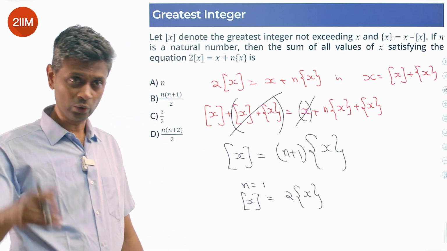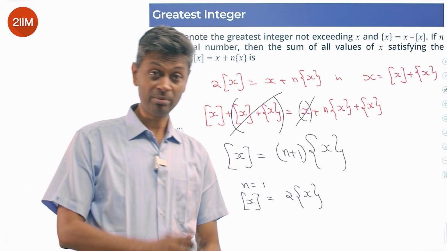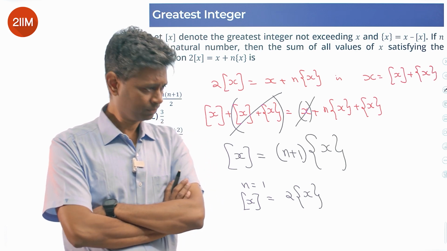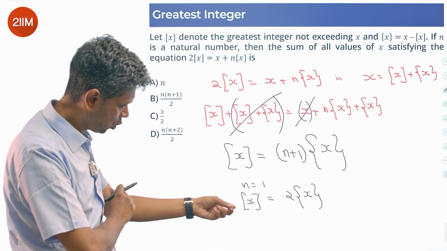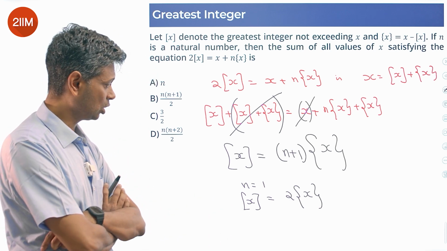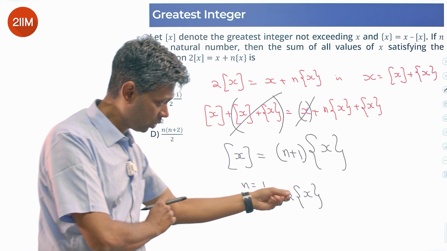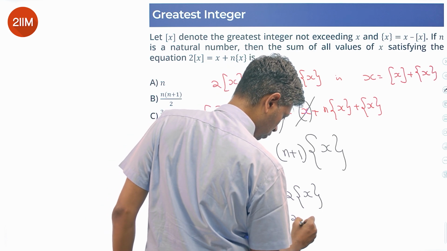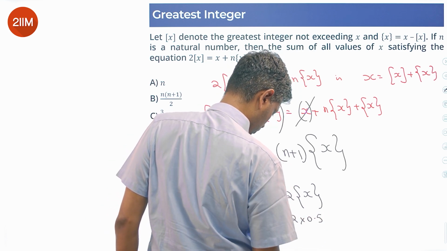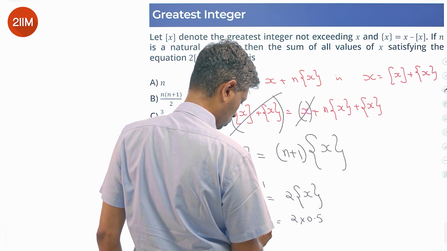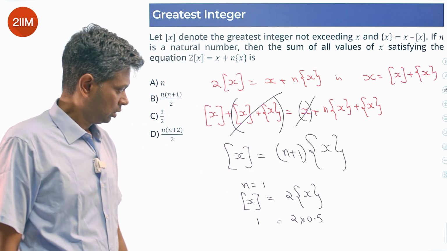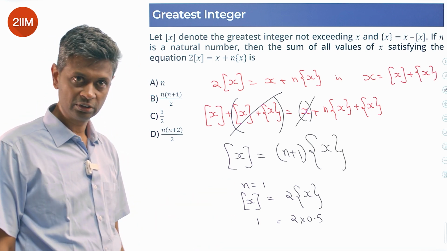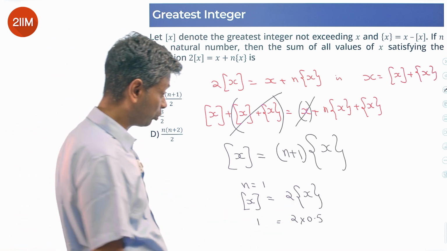So if you ignore 0, then 2 times decimal part of x is equal to greatest integer of x. The only place this can happen is if I have this going to 1 and that going to 1 as well. Right? Or I could have a scenario where this is 2 into 0.5 equal to 1. When will that happen? When x is 1.5. Greatest integer should be 1. The decimal part should be 1. When x is 1.5 and n is 2.